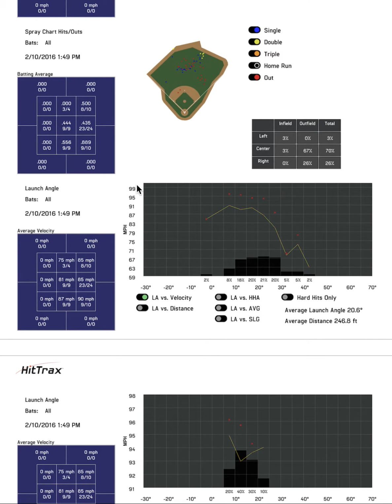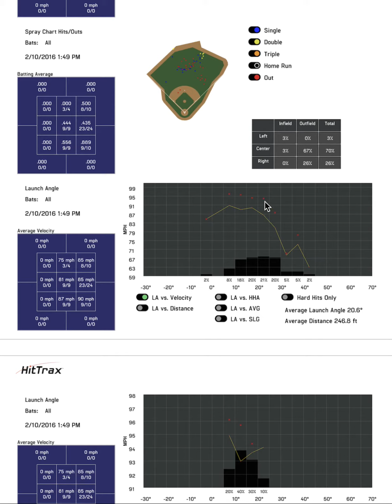This is a kind of confusing chart, so I want to make sure you understand it. This is how hard he hit the ball, and the bottom line is how high he hit the ball, his launch angle. When he hit the ball at a 10-degree launch angle, he hit the ball around 95, 96 miles an hour. But when he hit the ball at a 30-degree launch angle, he lost a lot of velocity and just flew out. He was all the way down in the 70s.